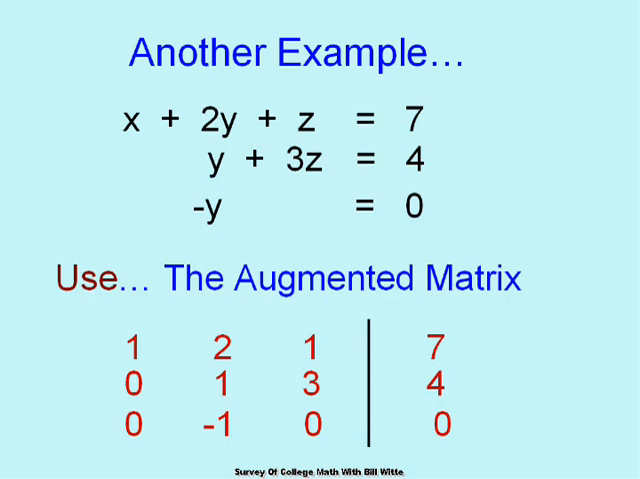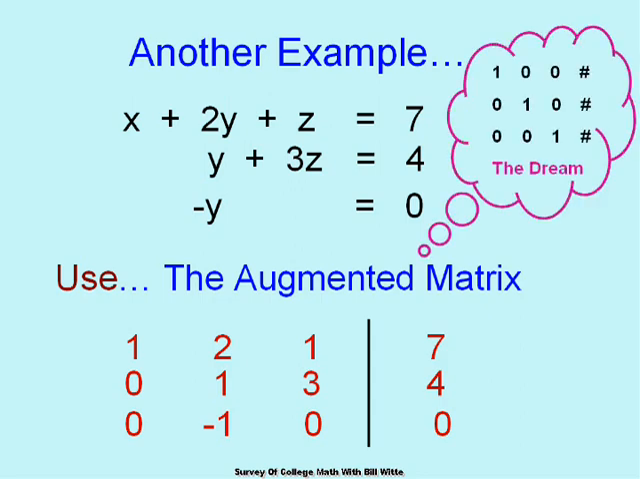Note the first row is going to be represented by 1, 2, 1, 7, because 1x plus 2y plus 1z equals 7. The second row doesn't have an x, so I'll have to replace it with a 0. 0x plus 1y plus 3z equals 4, so we get 0, 1, 3, 4. And the third row doesn't have anything but a negative y, negative 1y, so I'm going to have 0, negative 1, 0, and 0 for the constant.